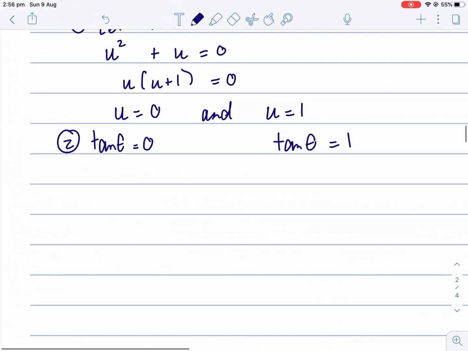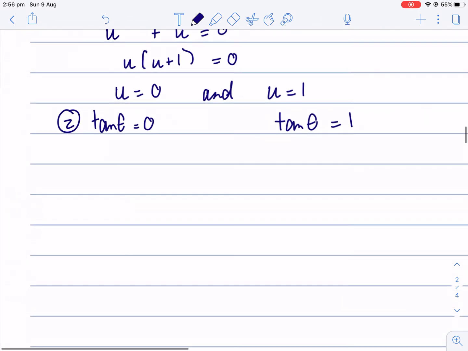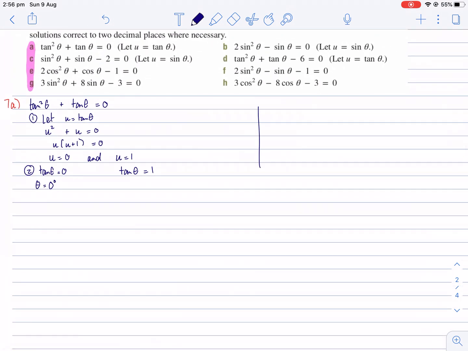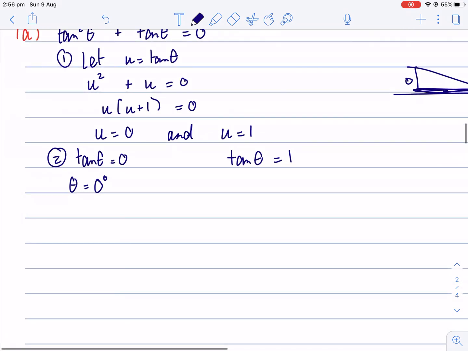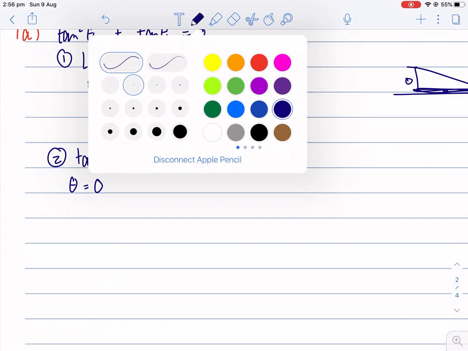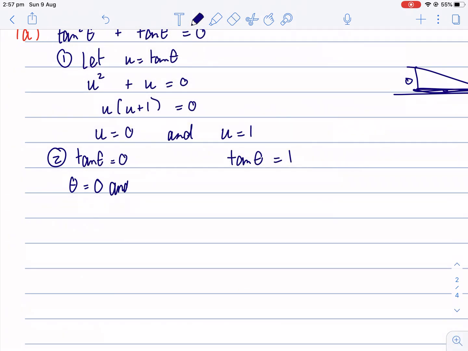Now tan comes out as 0. When it's 0 degrees, remember it's opposite over adjacent. So you're looking for every time that the opposite is 0. So that's 0 degrees and 180 degrees, so it's 0 and pi.